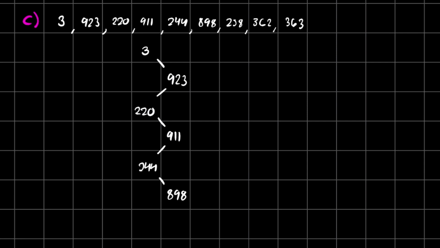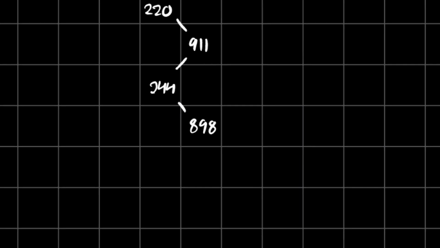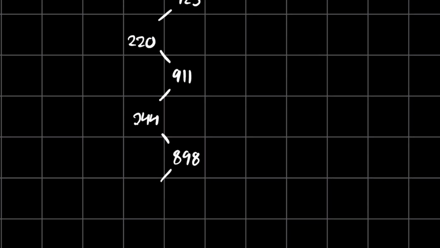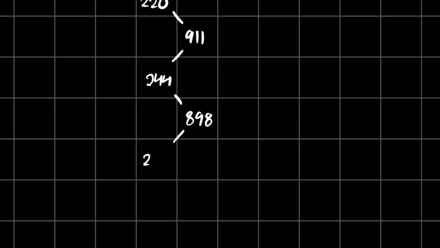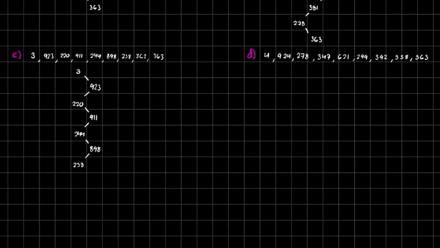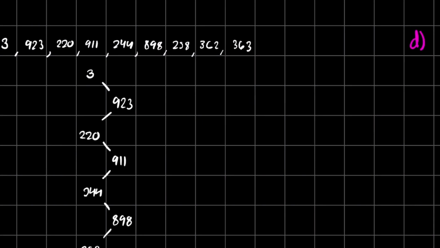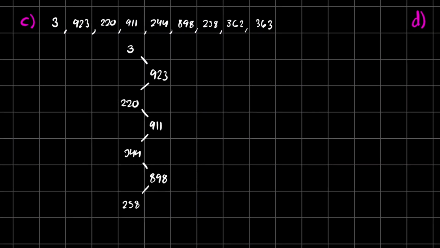911, 258 is lower than 911, so we go to the left. That's going to be bigger, so we go to 898, and 258 is in fact lower, so we go to the left. So we're going to write here 258. Same thing, once more, 362, right? 362 is bigger than this, so to the right. This is going to be lower than that, so to the left. 362 is bigger than this, so to the right.